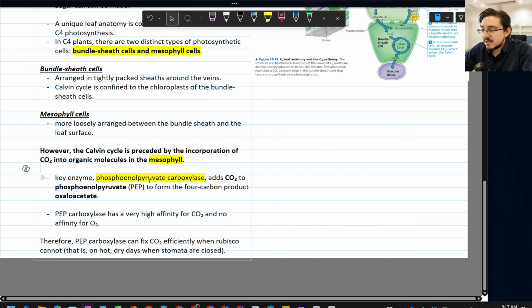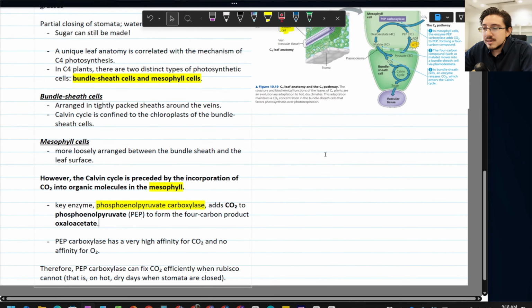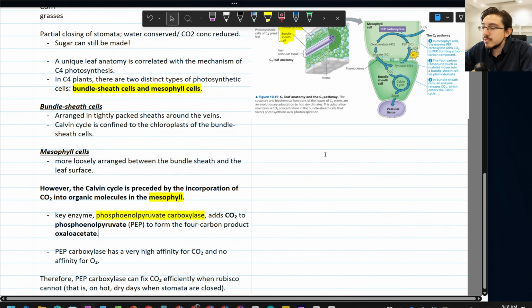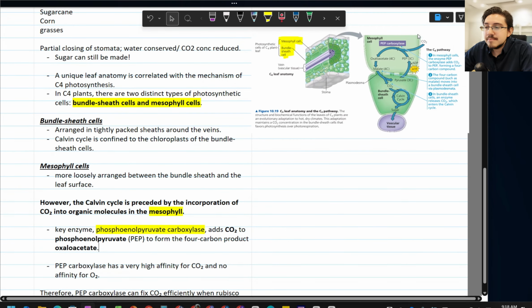What happens? You have a key enzyme called phosphoenolpyruvate carboxylase. The phosphoenolpyruvate is short for PEP, and this is the enzyme called carboxylase. So you could call this PEP carboxylase. What this enzyme does is add carbon dioxide to phosphoenolpyruvate, and this forms the 4-carbon product called oxaloacetate. Remember, this is occurring in the mesophyll.